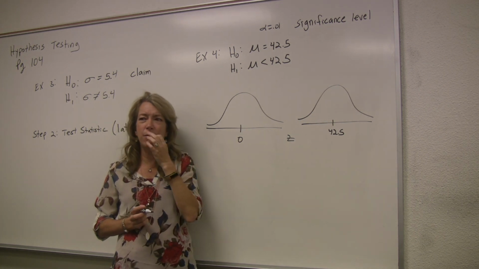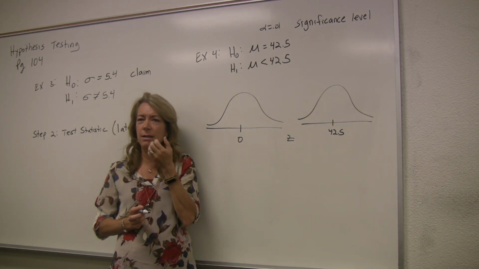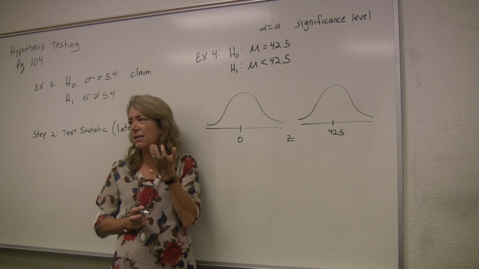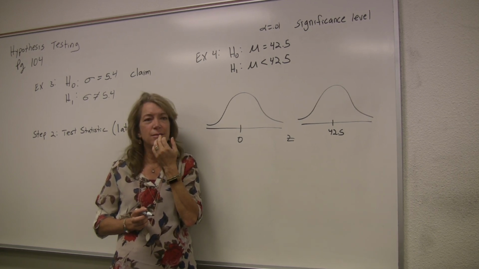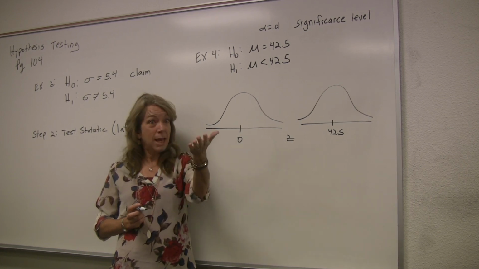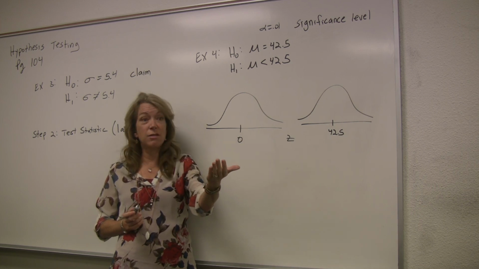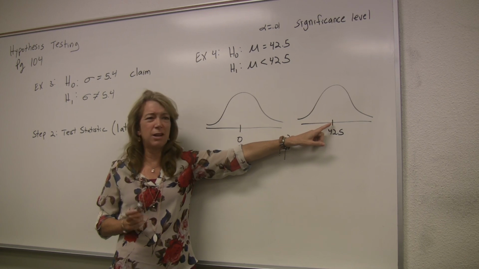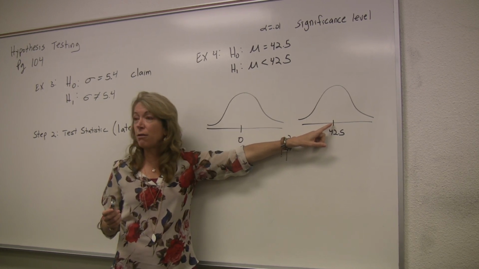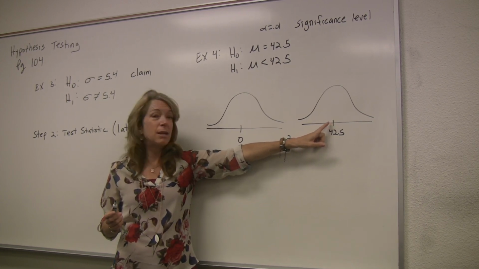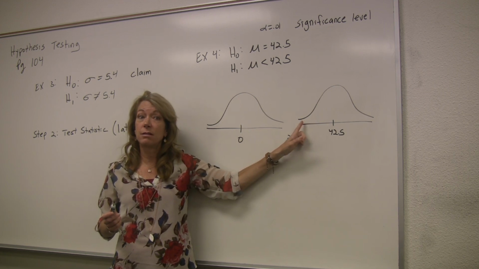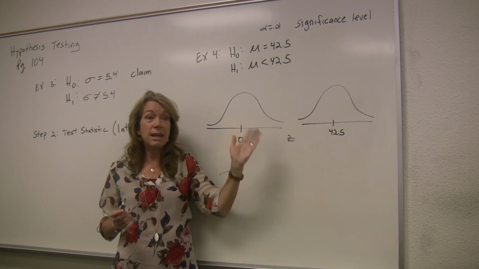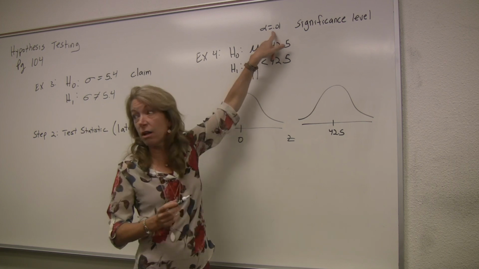Remember my example about the coin when I got 51%? And you said that's not that different. So at least 2 standard deviations. Okay, so it used to be at least 2 standard deviations away, but do you agree that really close to 42.5 is not real different? It could have just happened by chance. To have a really small probability of it happening, I need to be pretty far to the left. Pretty far away. The definition of how far away is given in our significance level.